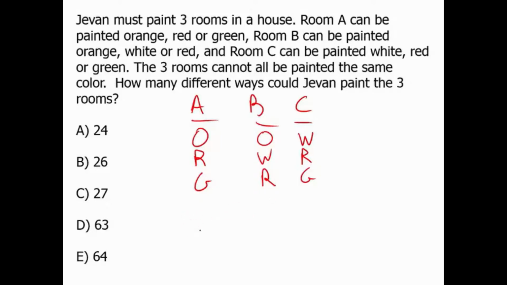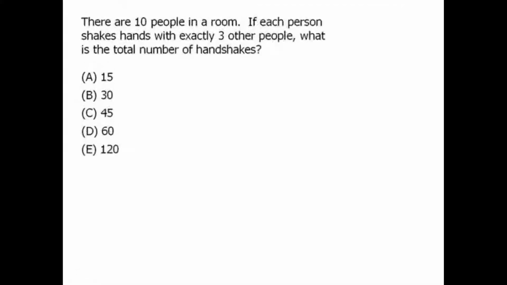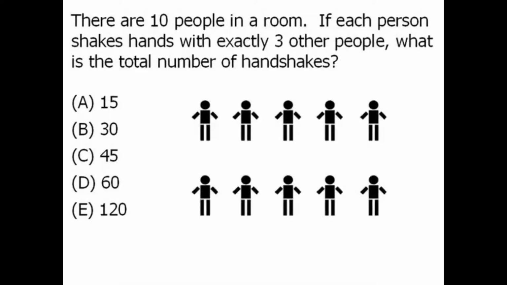So, the fundamental counting principle tells us we have 3 choices for the first, 3 choices for the second, 3 choices for the third. That would be 27. How many of those combinations would not be allowed? Well, the only color that appears in all 3 rooms is red. And so all red would not be allowed. That's one combination we'd have to subtract. That would take us down to 26. Answer choice B.